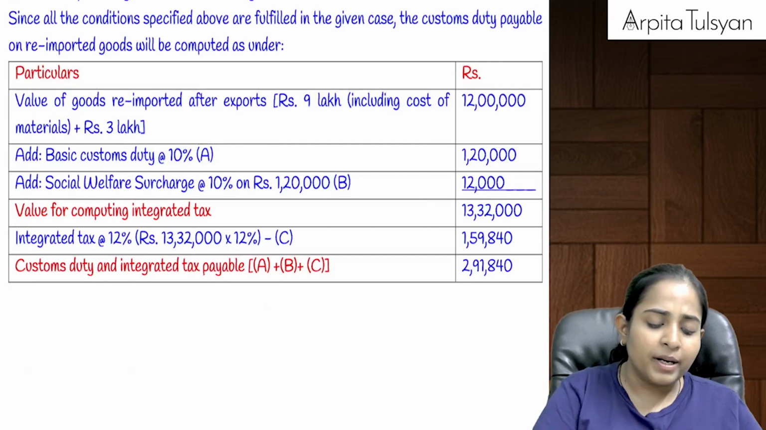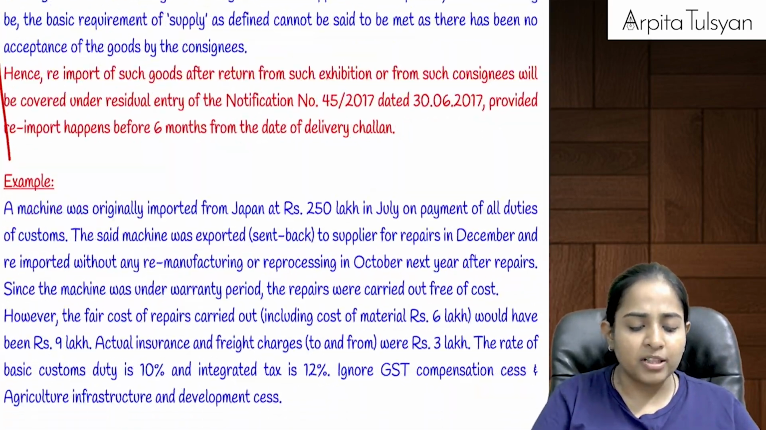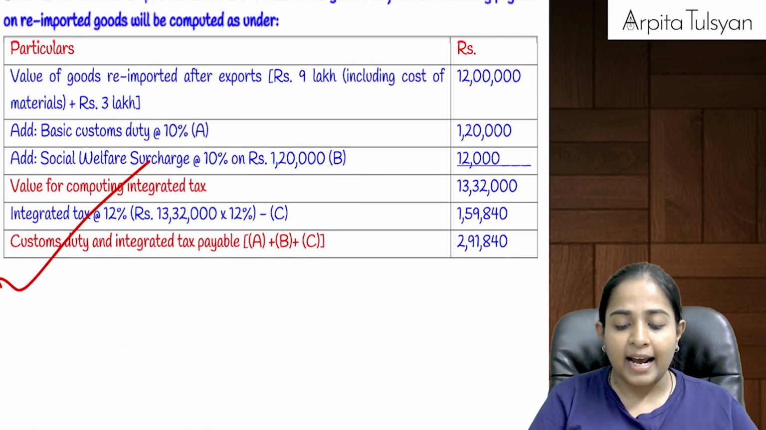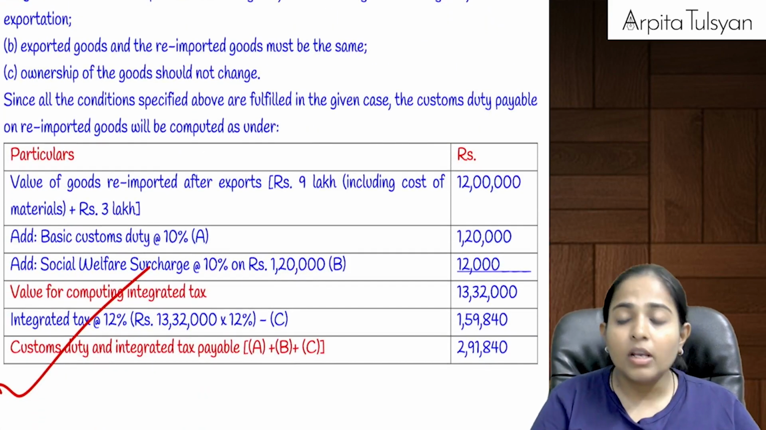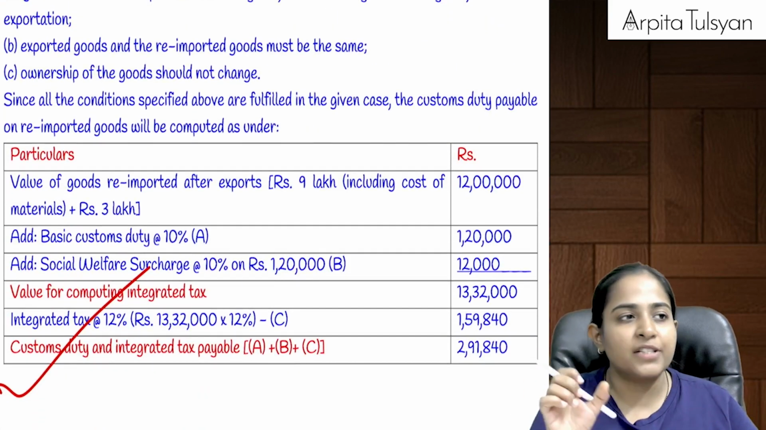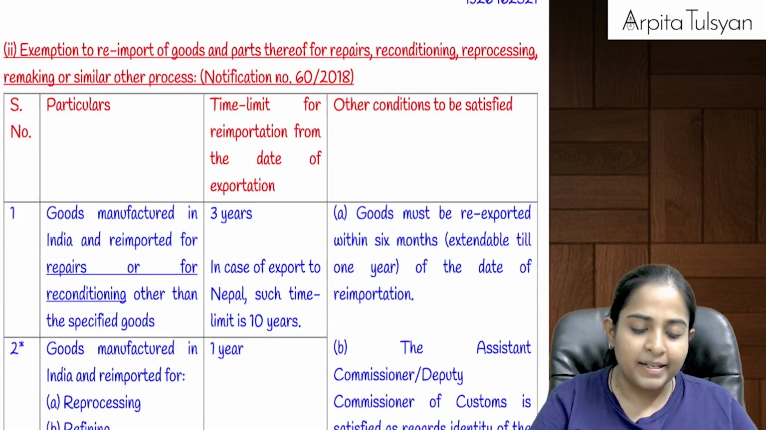Okay, this is a numerical question that you have to try. That was on the fair cost of repairs, fair cost of material. Okay, please try it from the book.